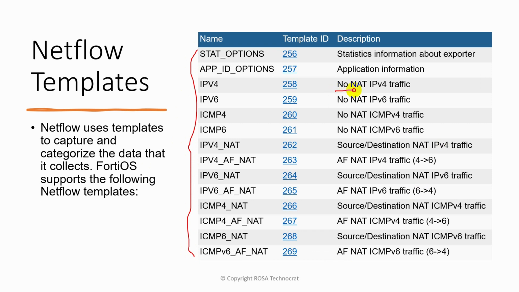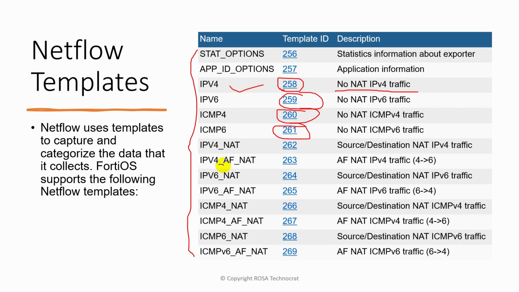For example, if IPv4 traffic is passing through the firewall without any NAT, then FortiGate will use template ID 258. Similarly, if you have IPv6 with no NAT, then this is the template. If it is ICMPv4 traffic, then this is the template. ICMPv6, this is the template. Basically, a template contains the fields that are captured to create the IP flow record to be sent to the NetFlow collector.